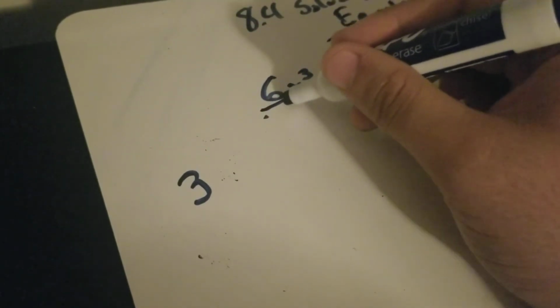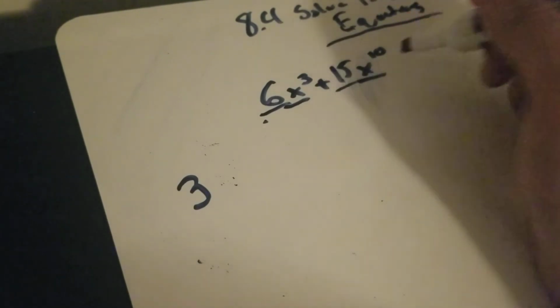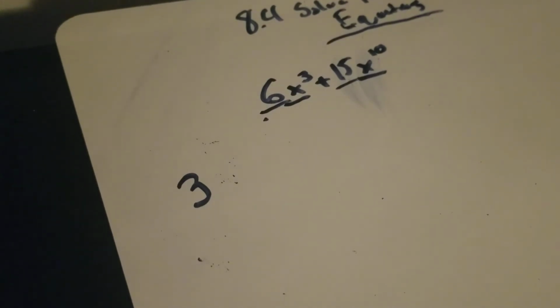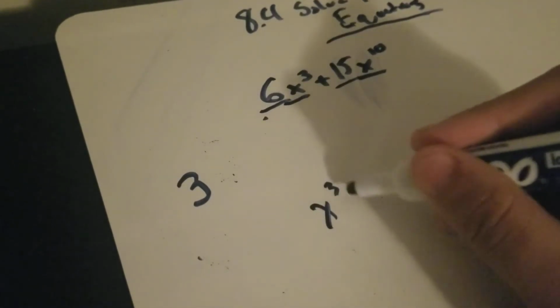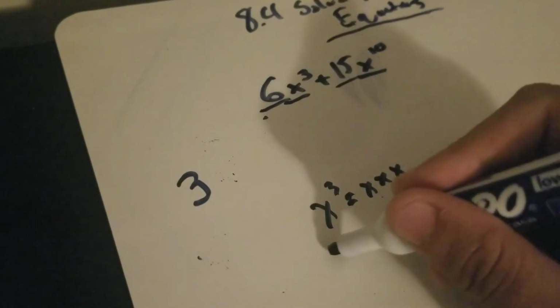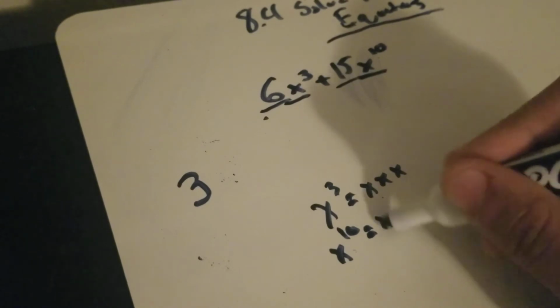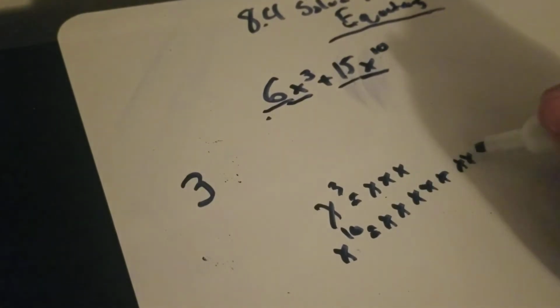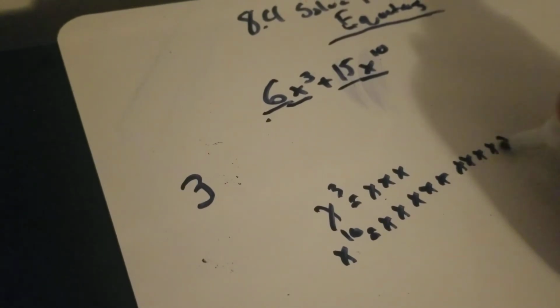Now, x to the 3rd power, x to the 10th power. This is a little different. We're not looking for the GCF between 3 and 10. Remember, what x to the 3rd power means is that's 3 x's. Well, x to the 10th power, what that means is it has 10 x's. 1, 2, 3, 4, 5, 6, 7, 8, 9, 10.